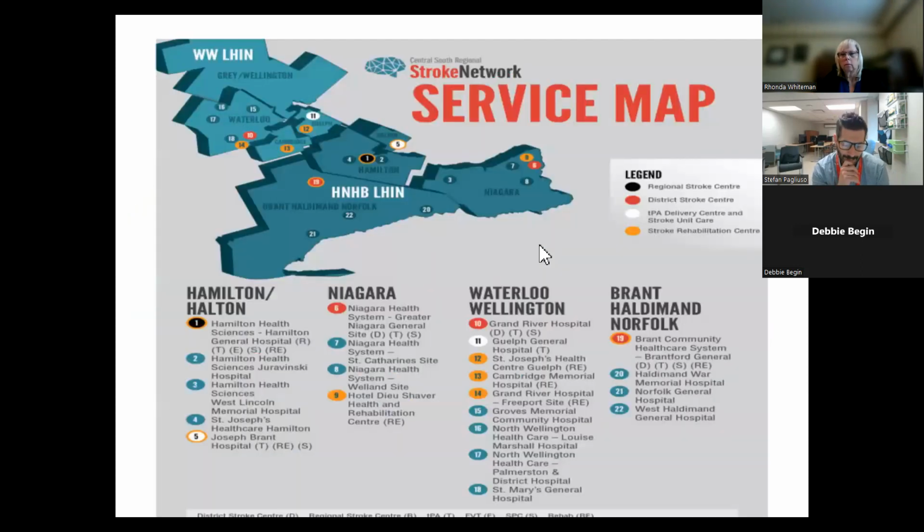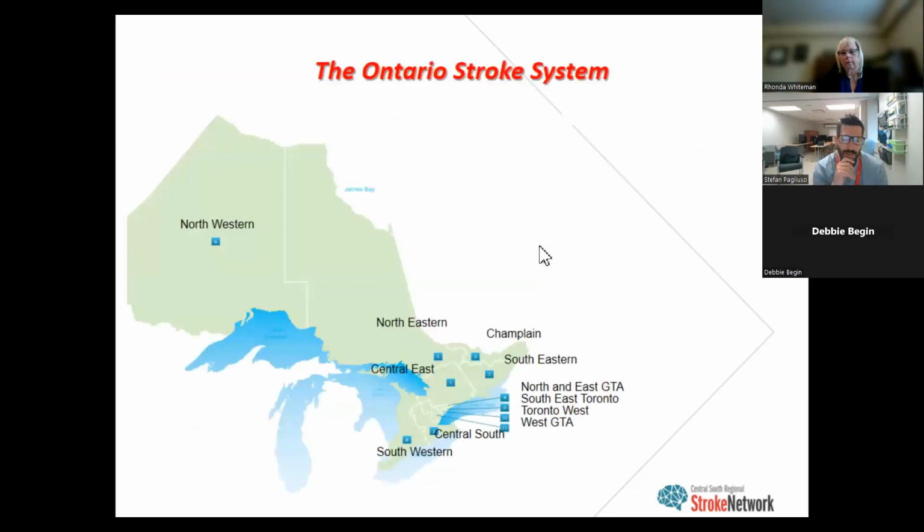We'll go to the next slide. So in about the year 2000, the Ontario stroke system was developed. The OSS, as it was called, is a system of regional stroke networks that were developed to organize stroke care delivery across Ontario. So the province, as you can see here, was divided into 11 regional stroke networks with a regional stroke center and district stroke centers in each. Each of the regional stroke centers and district stroke centers are required to meet designated guidelines and provide what is currently accepted as the gold standard in acute stroke care.